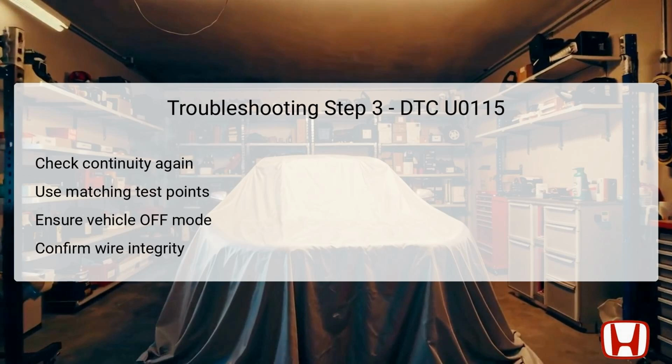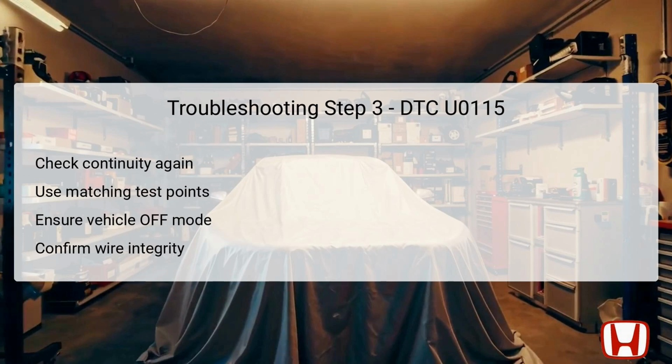As in the previous step, ensure that the vehicle is off and in the lock mode. With the PCM connector A still disconnected, check continuity between pin 10 on the PCM connector A and pin 47 on the TCM connector. This test evaluates the integrity of the FCAN-AL wire.